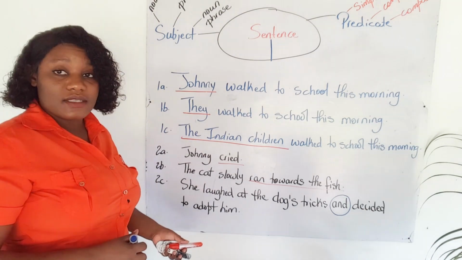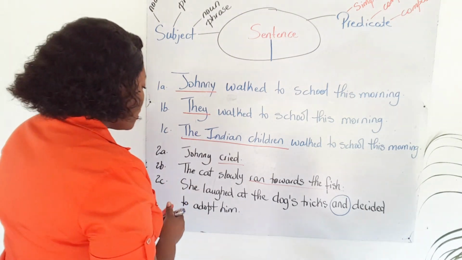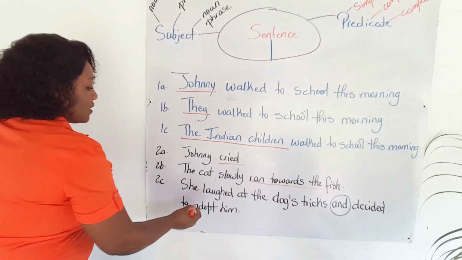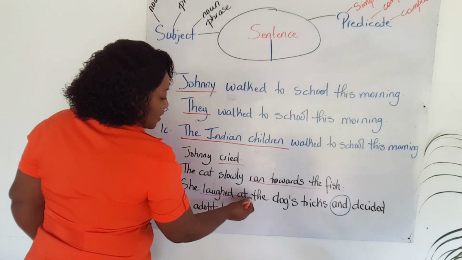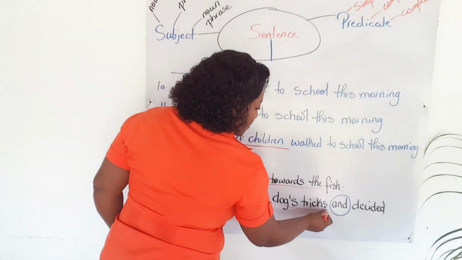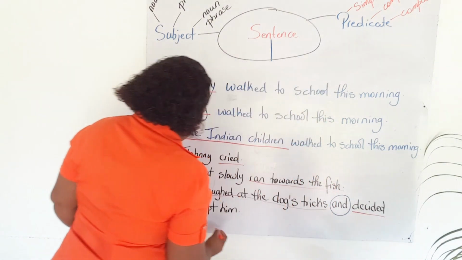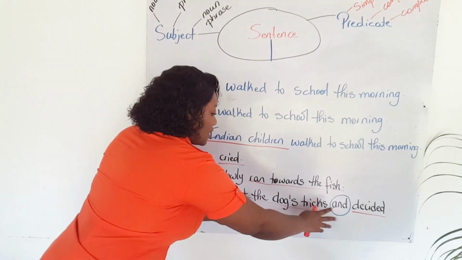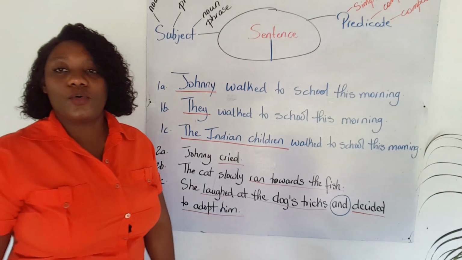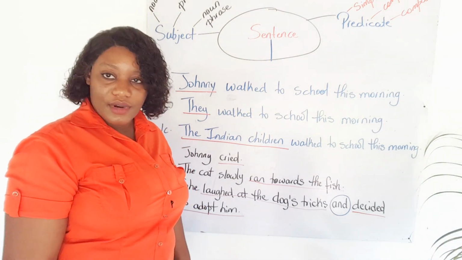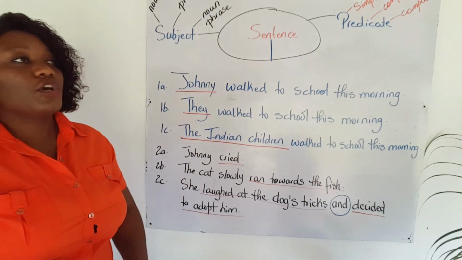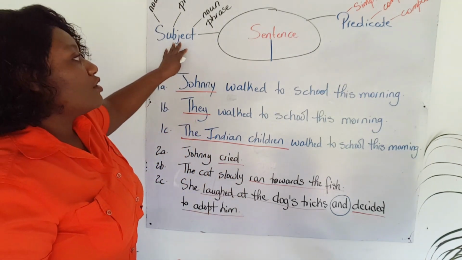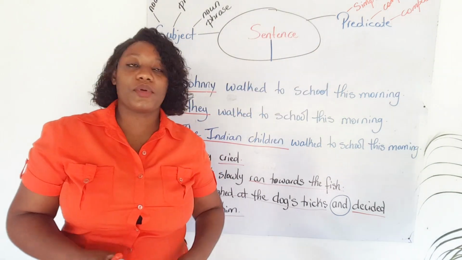Laughed. In this sentence, laughed is our verb. So our compound predicate is laughed at the dog's tricks, decided to adopt him. So all of this section here is our compound predicate. All right. So now we're going to look at some sentences where we identify the subject and our predicate.